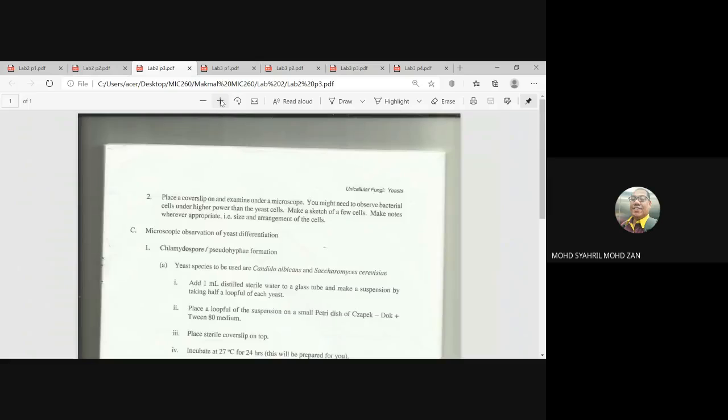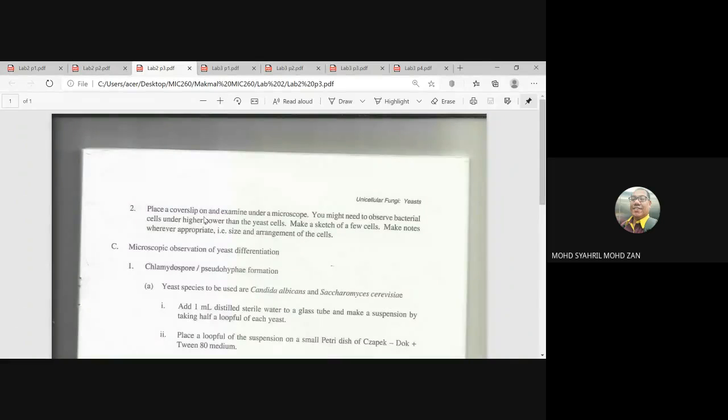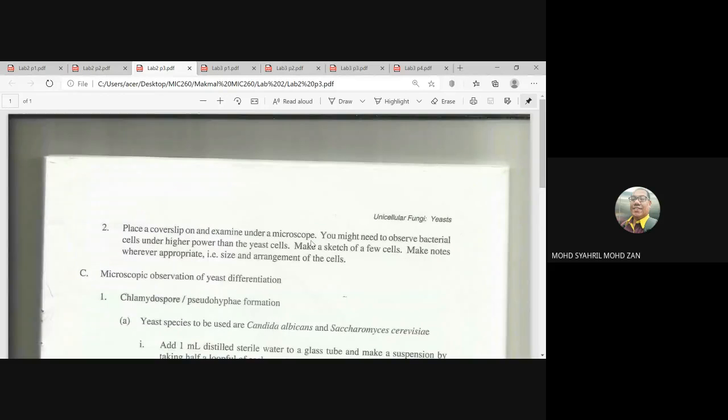Okay, continue. Place a cover slip on and examine under the microscope. Okay. You might need to observe bacterial cells under higher power than the yeast cells. So, dalam bakteria kita pakai mungkin dalam 100 kali magnification rather than we use it for yeast. Sebab yeast besar sikit daripada bakteria.